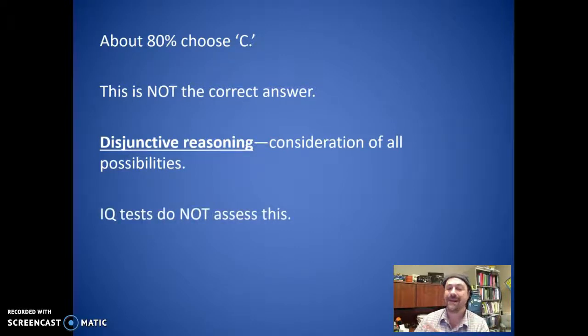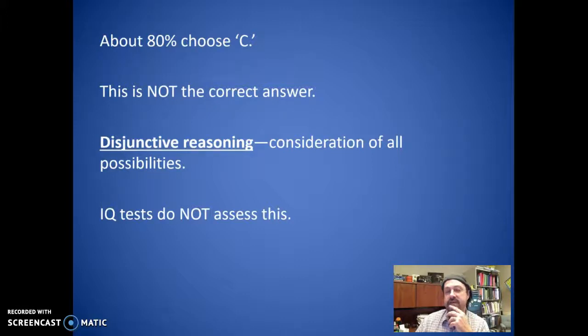But before we do, IQ tests do not assess disjunctive reasoning. And I should also say that the 80% who choose C, that is not correlated with IQ at all. So it doesn't really matter what your IQ is, whether you get this right or wrong. So let's look at all the possibilities.